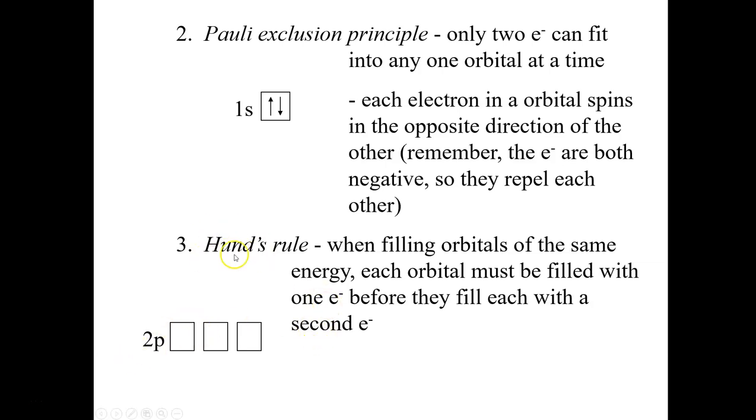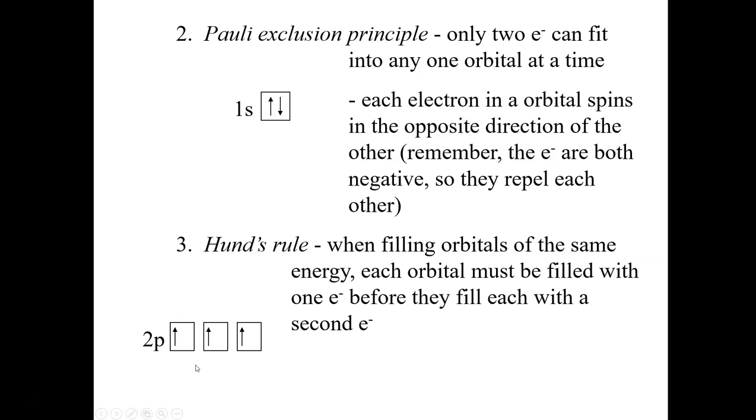Well, according to Hund's rule, I'm not going to put 1, 2 in this first box and then the third one in the second box, because that means that he would have gotten seconds before he got firsts. So I would put 1 here, I would put 1 here, and I would put 1 here.